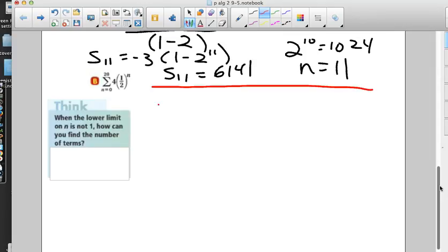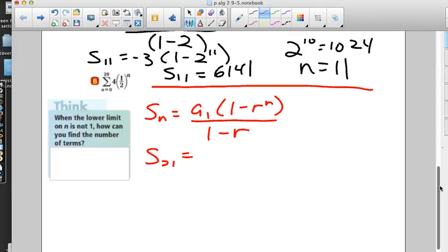So S sub n equals a sub 1 times 1 minus r to the n over 1 minus r. Now summation notation is nice because usually we can find what we need really easily. So how many of these, if there's from 0 to 20, how many numbers is that really? 21. 20 minus 0 plus 1, that's 21 numbers. First term, well, we have to put a 0 in to get it. What's anything to the 0 power? 1, so it's really 4 times 1, which is 4.